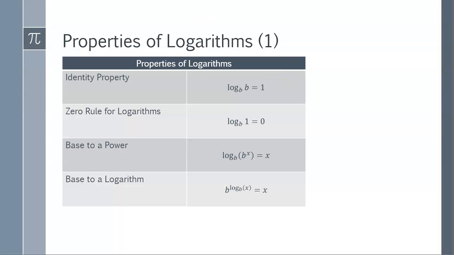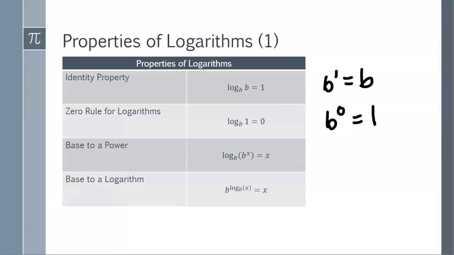Now, that is just coming from the idea that you have b to the 1 is b. That's all this one's coming from. Just like the 0 rule for logarithms, you're saying b to the 0 is 1. So that's these two matched up.